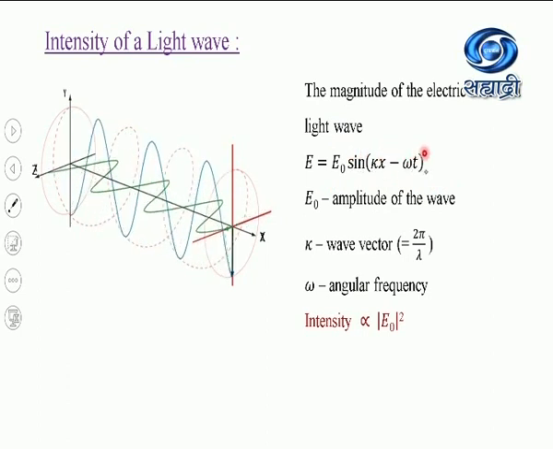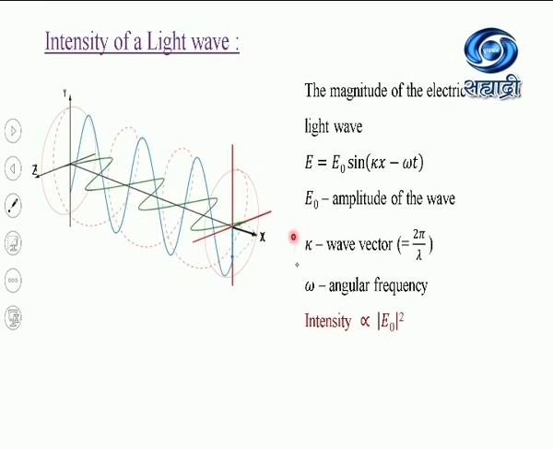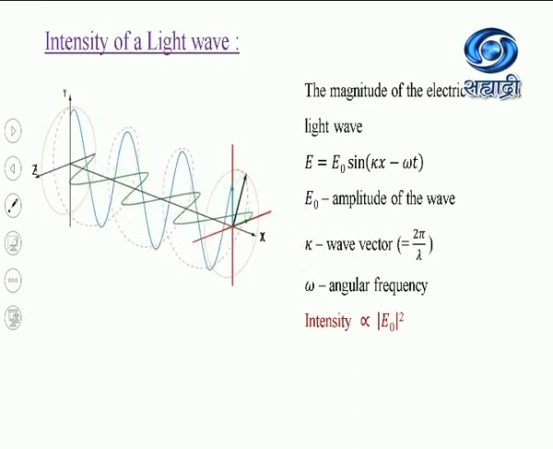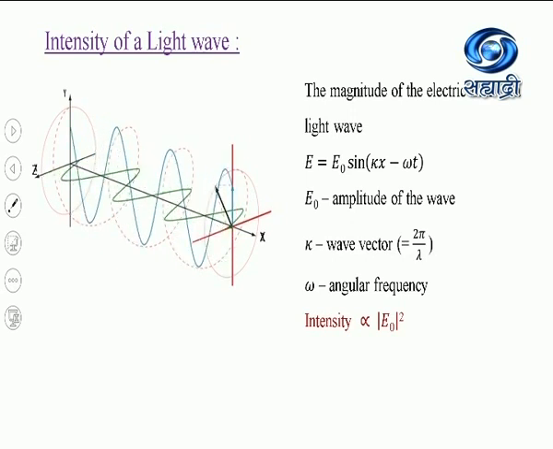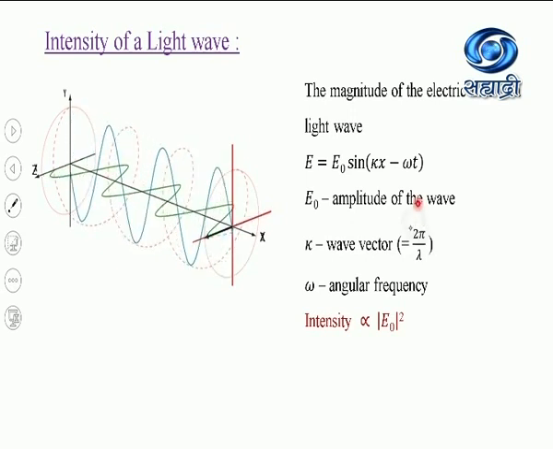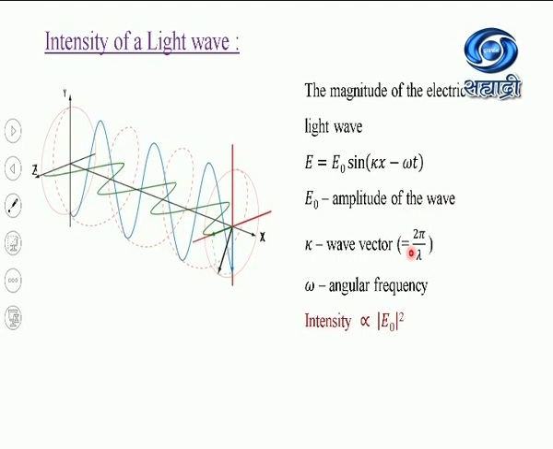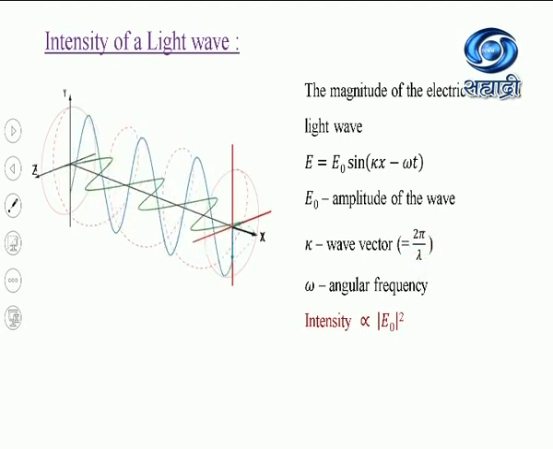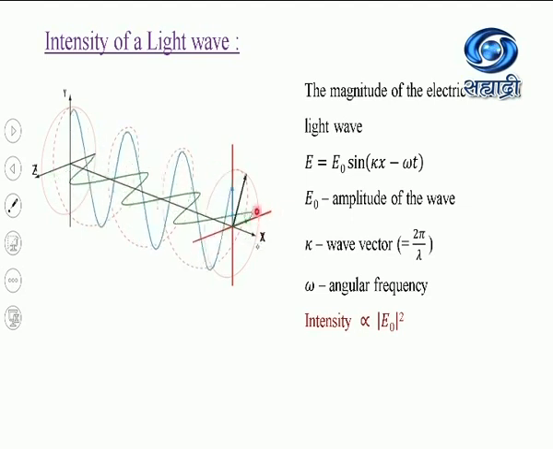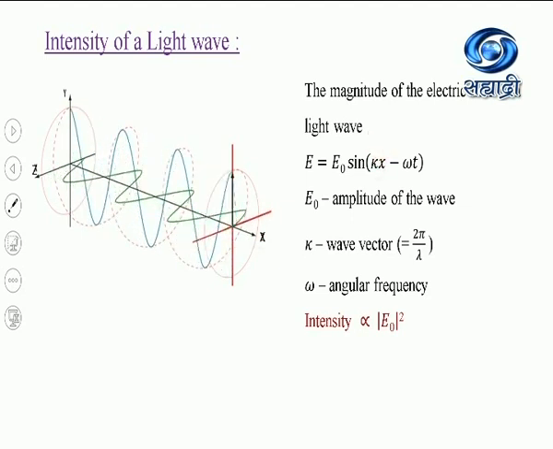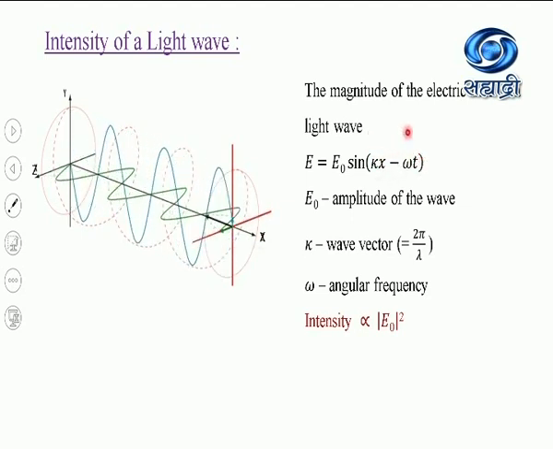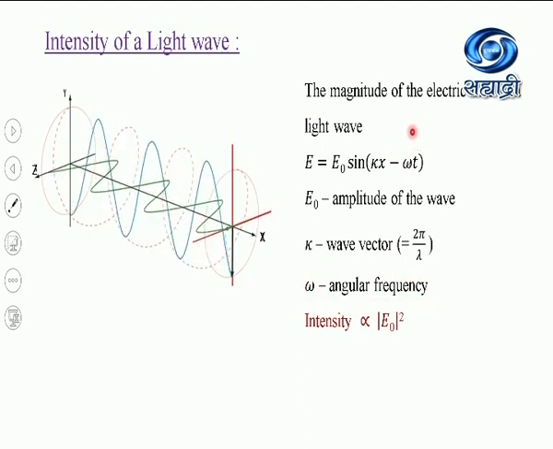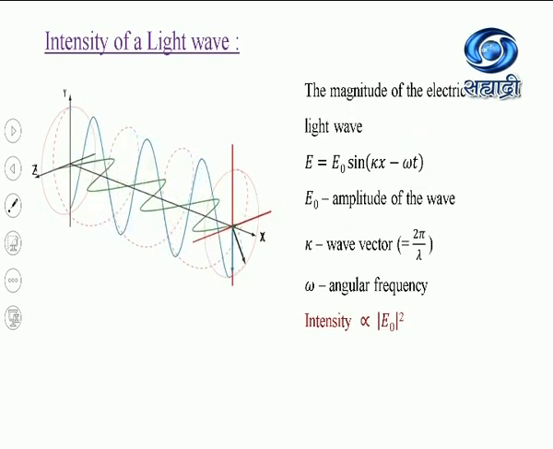Sine kx minus omega t, where k is called the wave vector or propagation constant. It is equal to 2 pi upon lambda, where lambda is the wavelength of the wave. As the wave is propagating along the x-axis, it is k into x minus omega t, where omega is called the angular frequency and t is the time taken.